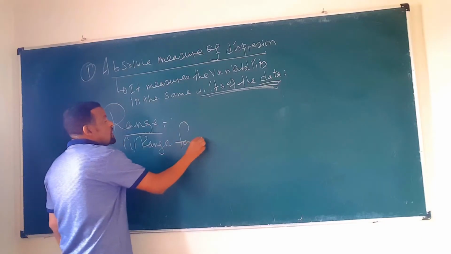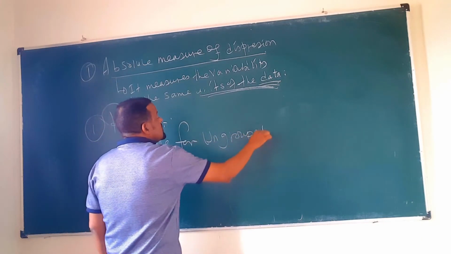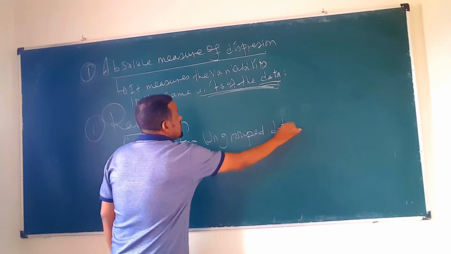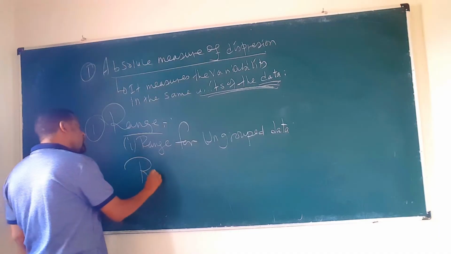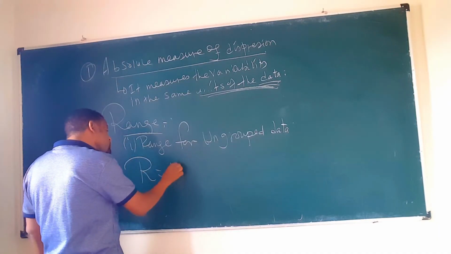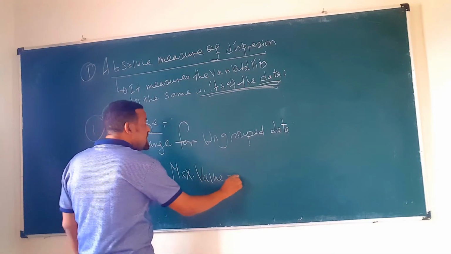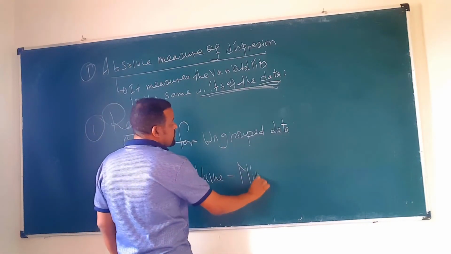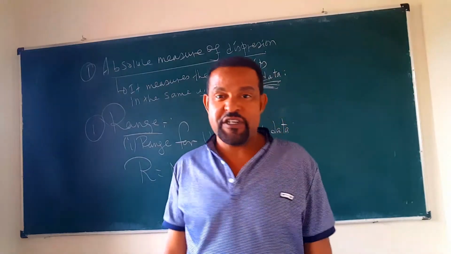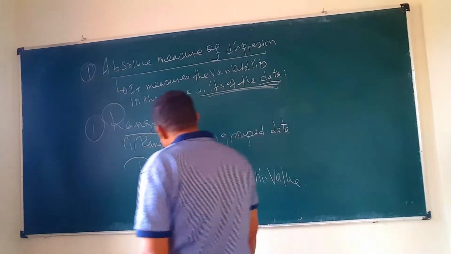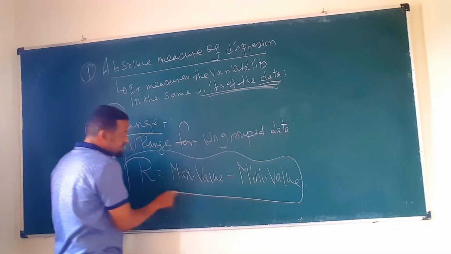Range for ungrouped data. So range is equal to what? Maximum value minus minimum value, which is the simplest measure of dispersion. So range is equal to maximum value minus minimum value.